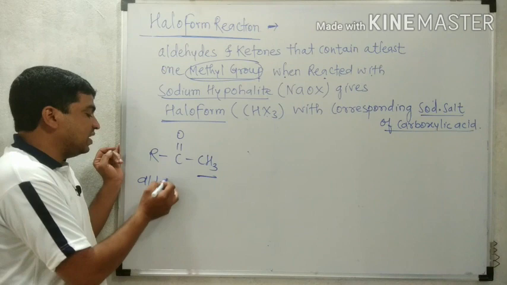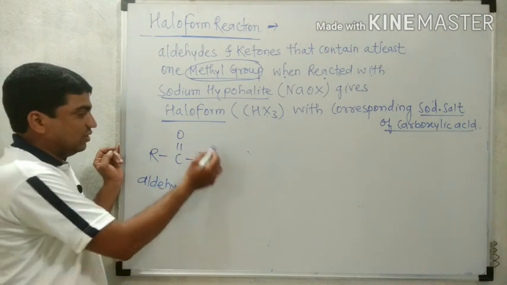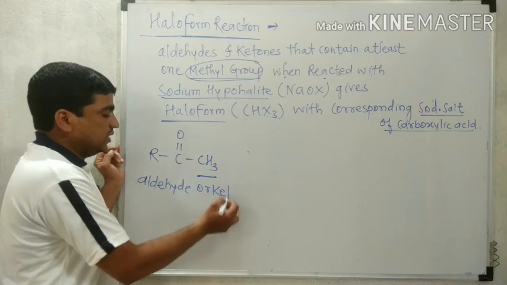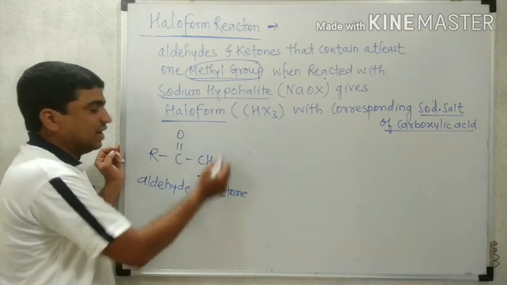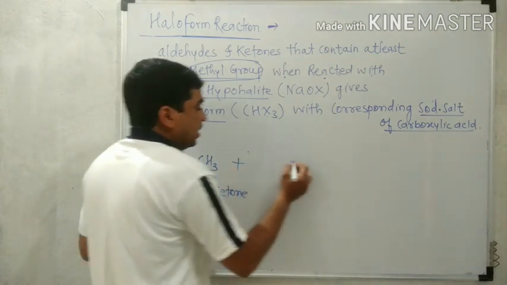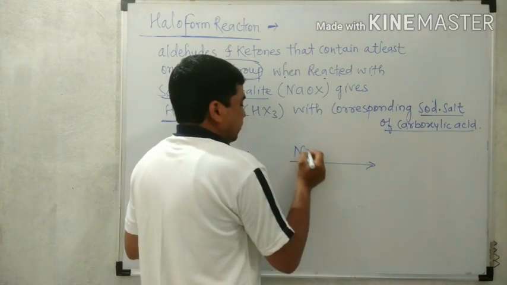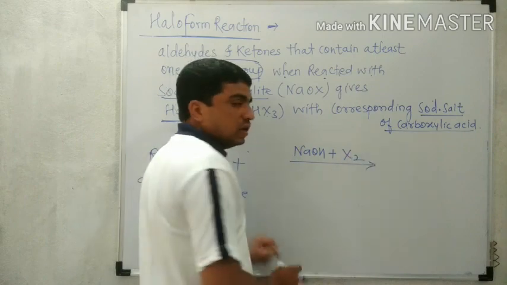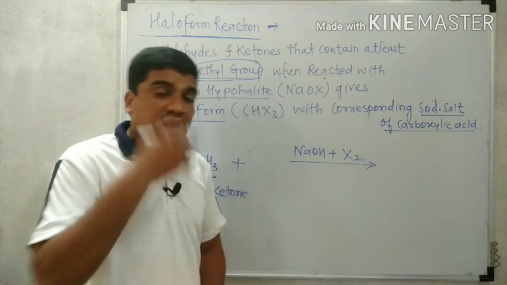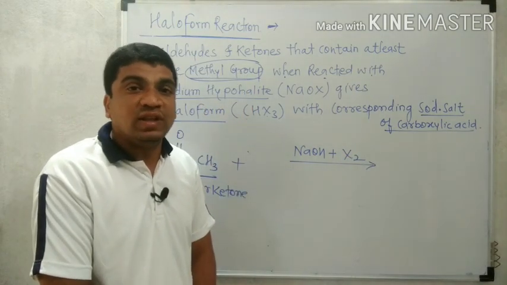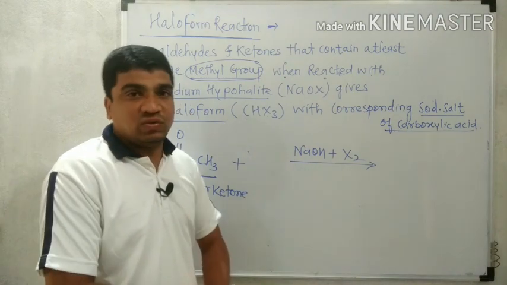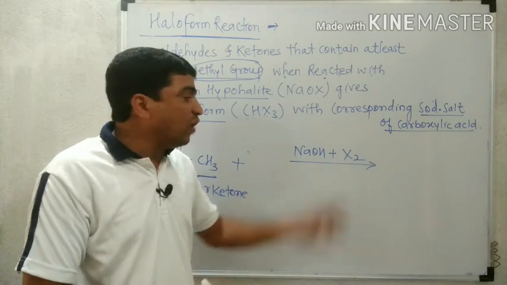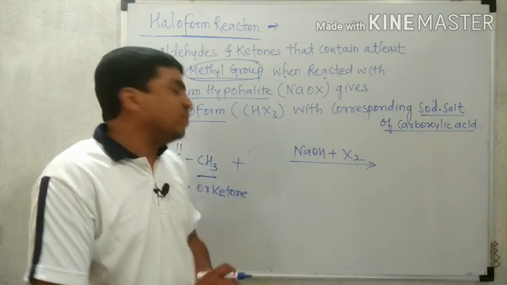So it may be an aldehyde, it may be a ketone. But which type? The aldehyde or ketone that contains at least one methyl group. When this aldehyde or ketone is heated with NaOH, sodium hydroxide, and halogen, X2. Which haloform we want to form in the reaction depends on X2. If chlorine is taken, chloroform is obtained. If iodine is taken, iodoform is obtained.